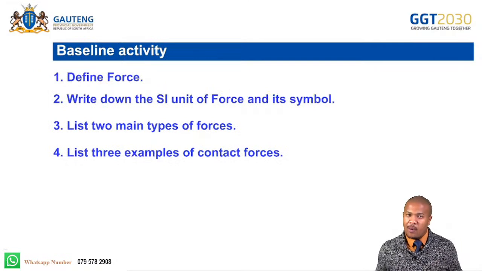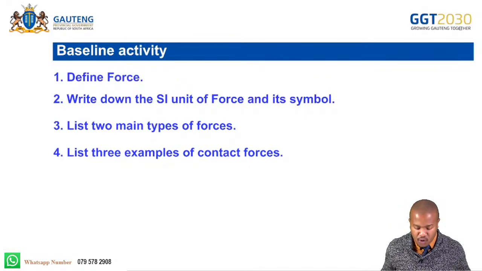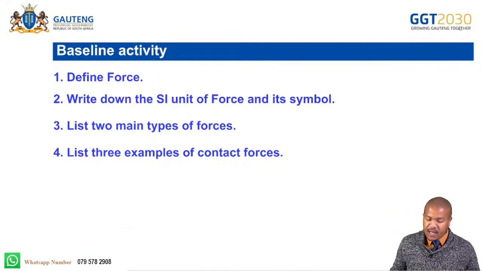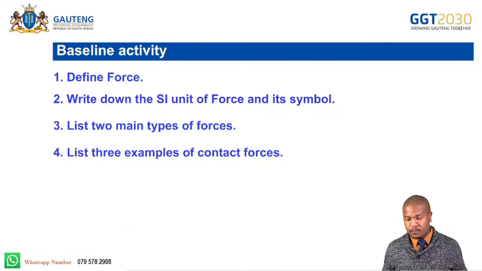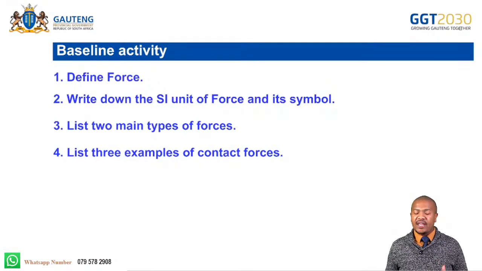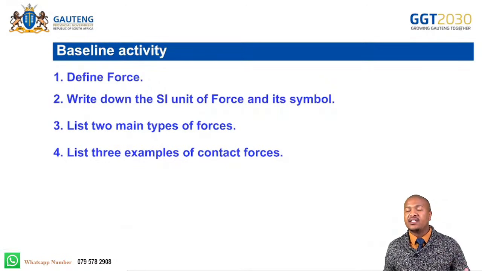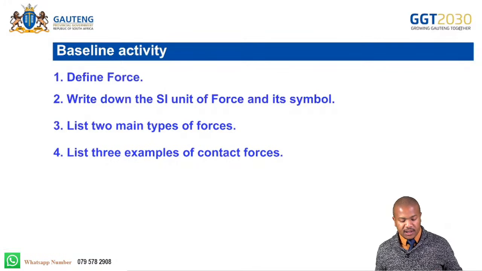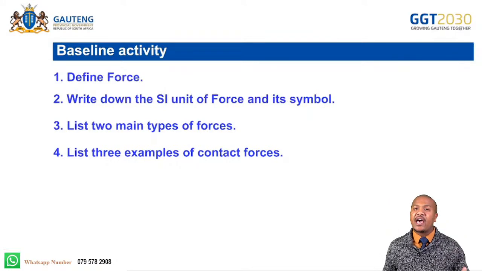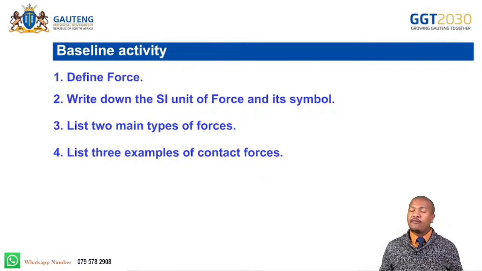Now let's engage with our baseline activity and test our knowledge so far. It is 4 questions, and because number 4 needs 3 examples, I'm going to give you 5 minutes to complete this activity. But firstly, let's go through the questions together. Number 1, define force. Number 2, write down the SI unit of force and its symbol. Number 3, list two main types of forces. Number 4, list 3 examples of contact forces. That's all for your baseline activity.